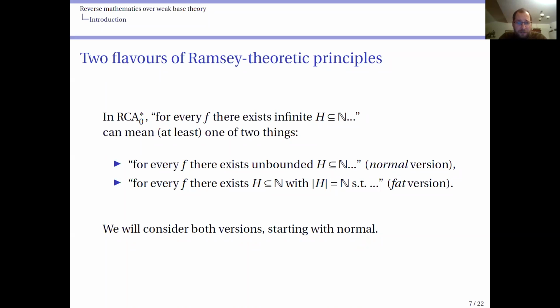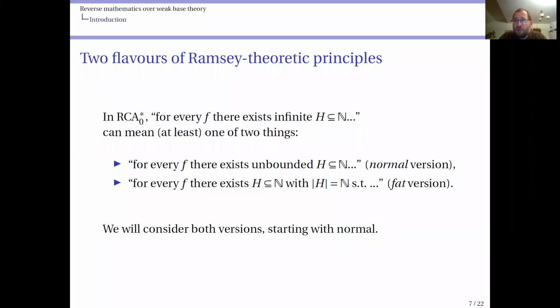And there's another version where infinite could mean having full cardinality. So for every F, there exists a set H which is infinite in the sense that it's not enumerated by a possibly proper cut, but you'll have a kth element of that set for every k in your natural numbers. This is a much stronger notion of infinity. We'll call this version, and this is a temporary name which might change before publication of the papers, the fat version.